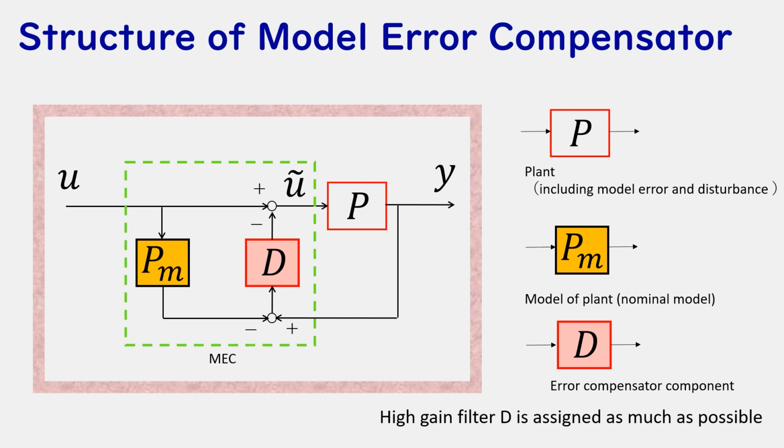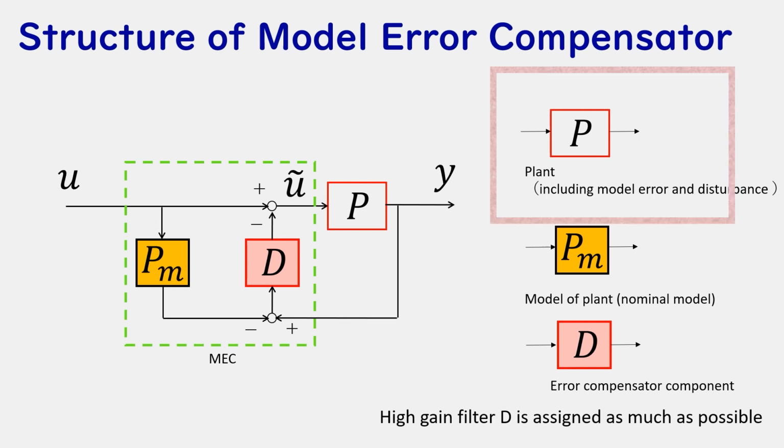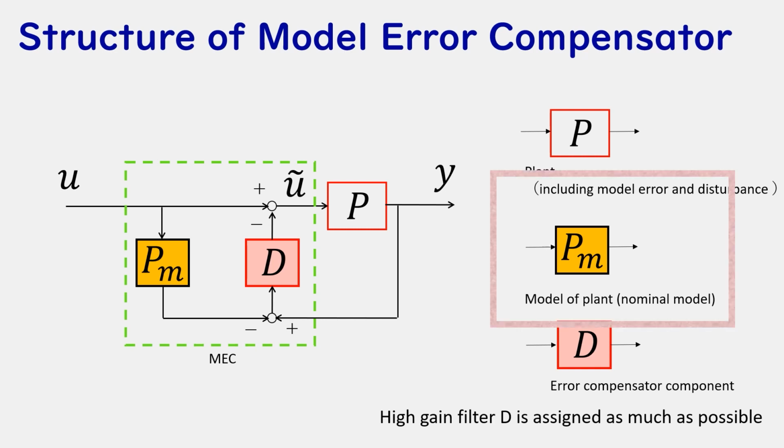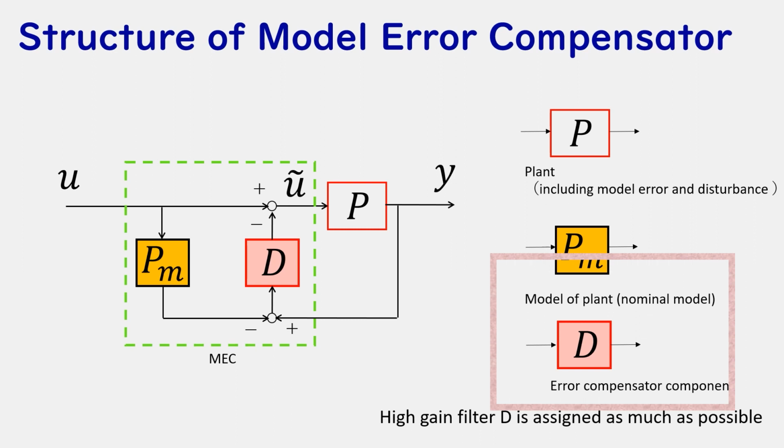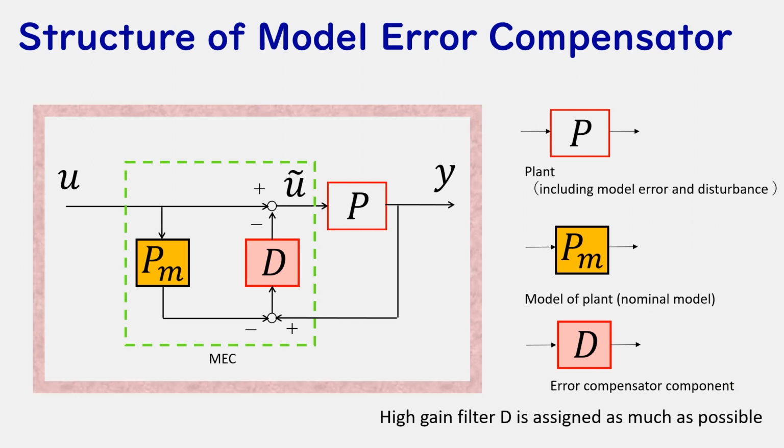This is the basic structure of the model error compensator that adds robustness to existing control systems. P is the plant, including model error and disturbance. PM is the model of the plant. D is the error compensator component. The effect of model error is suppressed by this simple form.